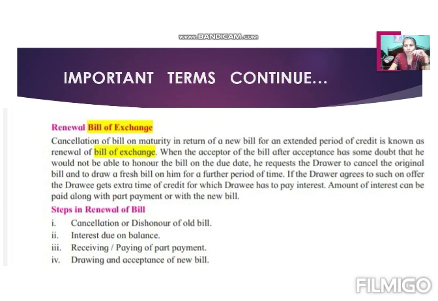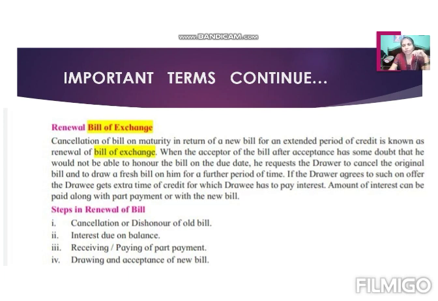At that time the drawer may agree with that request, and whenever such a request takes place, naturally the old bill does not have any value because the drawer is not getting the payment of the bill on the due date. So the first step here is to cancel the old bill. The drawer must cancel the old bill of exchange, and as per the new agreement, a new bill of exchange may be prepared. Here also the drawer may agree with some condition or offer.